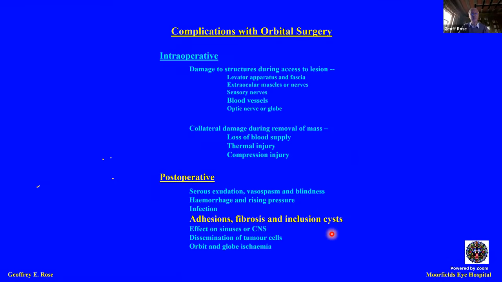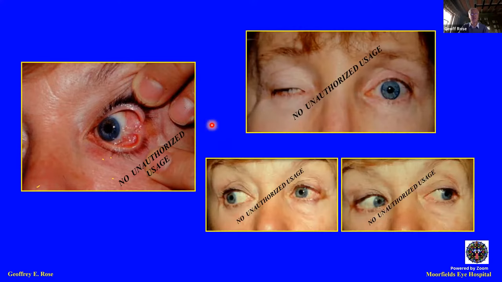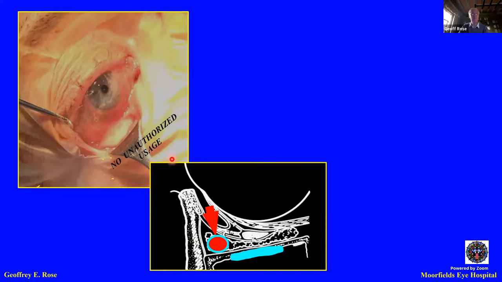Adhesions, fibrosis, and inclusion cysts. So here's a patient sent along following an effort to remove a dermolipoma. They've damaged the capsule around the lateral rectus and taken out rather too much conjunctiva or too much of the lesion, causing a marked adhesion. Here, the patient again had their lateral rectus Tenon's sheath damaged, and so has got an adhesion syndrome to the lateral rim with restriction of adduction.